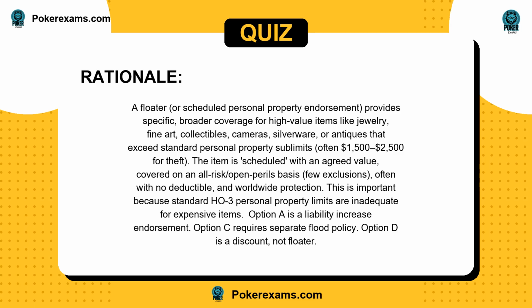Option A is a liability increase endorsement. Option C requires a separate flood policy. Option D is a discount, not a floater.